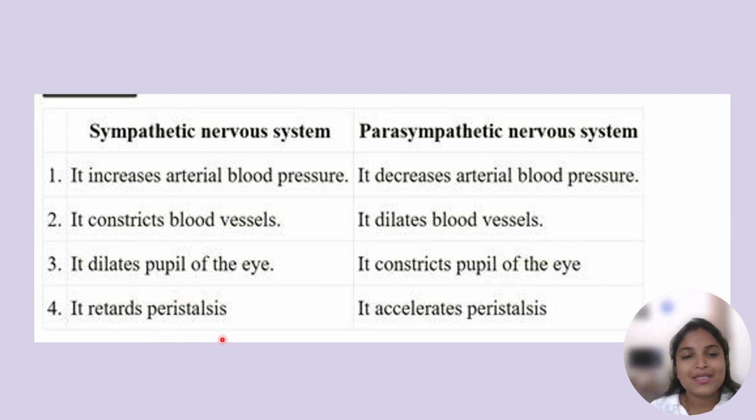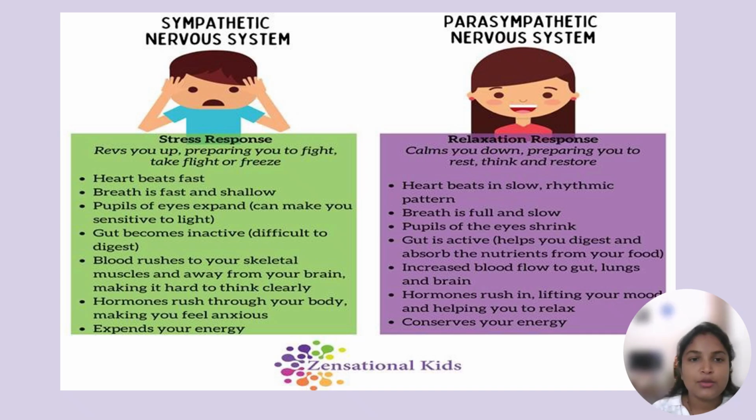The sympathetic retards the peristalsis movement, while the parasympathetic accelerates the peristalsis movement. You know, peristalsis movement is what we can see in the esophagus, and the stomach also has peristalsis movement. So these are some of the more differences between the sympathetic and parasympathetic nervous systems. I hope you can read it and take a screenshot, so that you can have the general idea, and you can have more detail when you go through this.